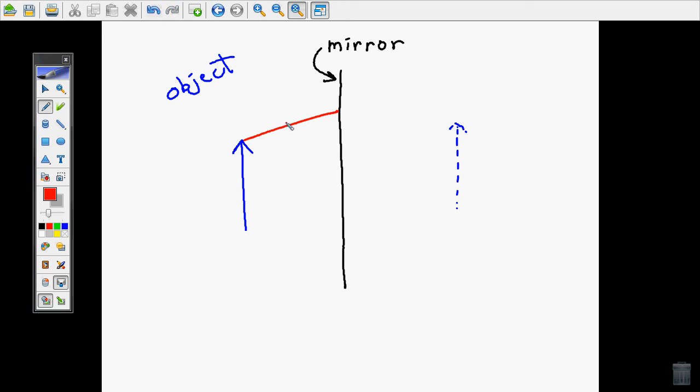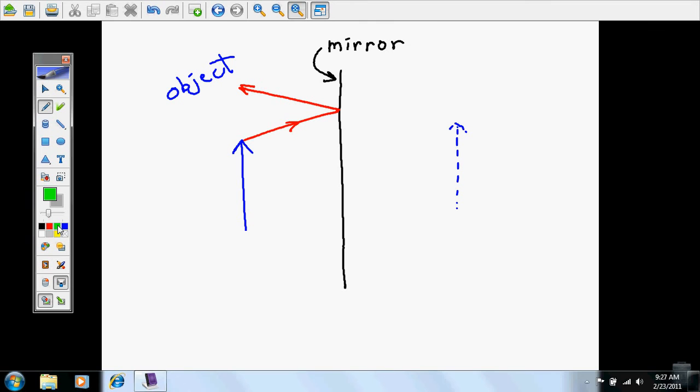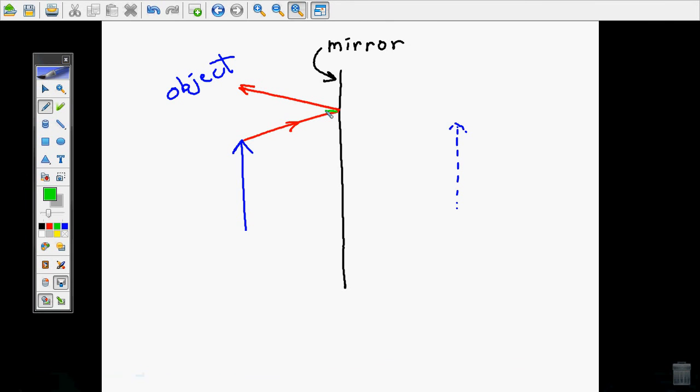going up this way, and it's going to hit the mirror, and when it hits the mirror, it's going to obey the law of reflection, and it's going to go up that way. I could draw the normal line if I wanted, and label my little angle of incidence and my little angle of reflection, but I'm not going to be doing that all the time.